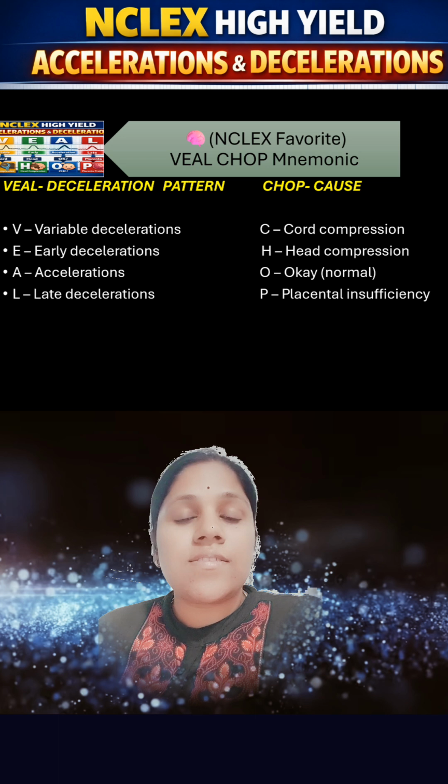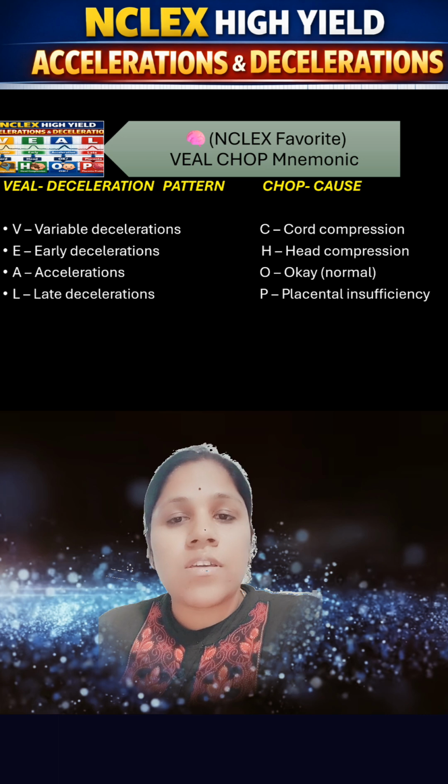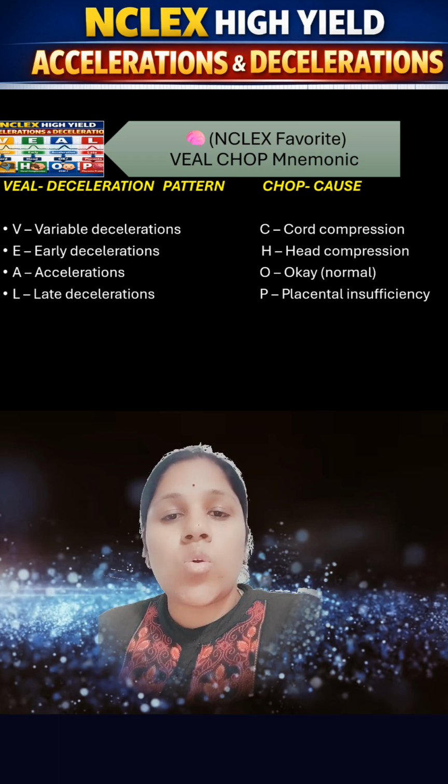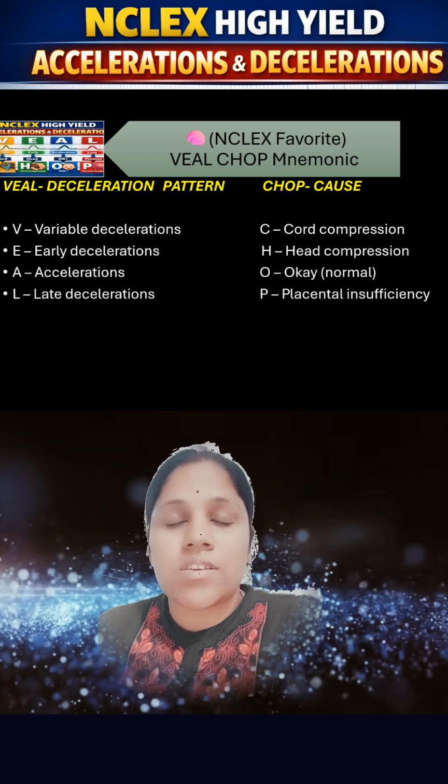VEAL CHOP is the exact mnemonic which we require to master. VEAL is the deceleration pattern and CHOP is the cause, where V stands for variable decelerations, E stands for early decelerations, A stands for accelerations, L stands for late decelerations, and CHOP is the cause, where C stands for cord compression, H stands for head compression, O stands for OK, which is normal, and P stands for placental insufficiency.